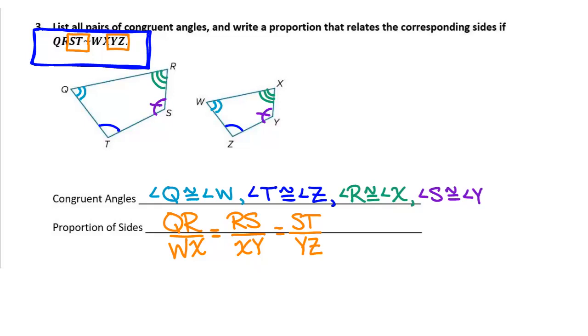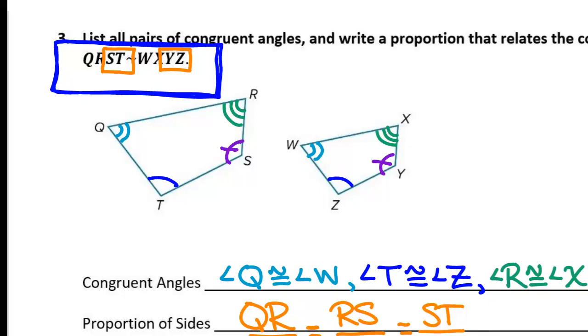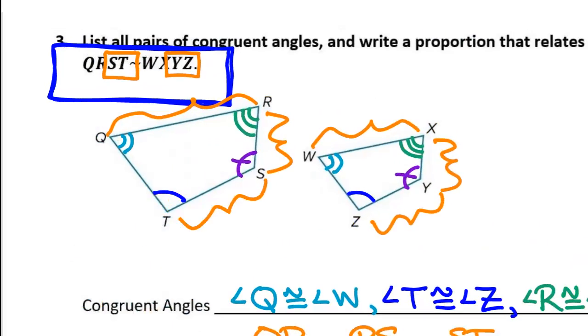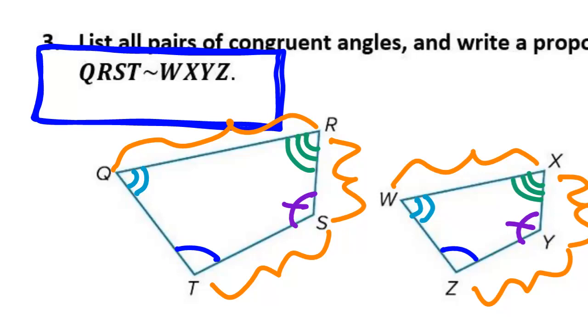How many sides does each figure have? How many sides do these two similar figures have? 4. How many fractions do I have? 3. I need one more fraction. I need a fraction for each pair of sides. So we've talked about QR and WX. We've talked about RS and XY. We've talked about ST and YZ. What are the sides that we've left out? QT and ZW or WZ, yes.